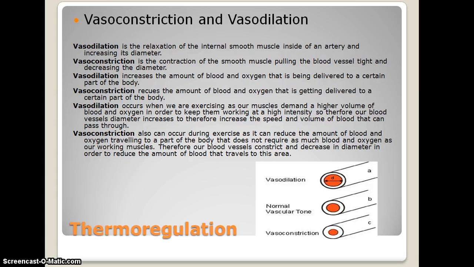Vasodilation occurs when we are exercising, as our muscles demand a higher volume of blood and oxygen in order to keep them working at high intensity. So our blood vessel's diameter increases, to increase the speed and volume of blood that can pass through.